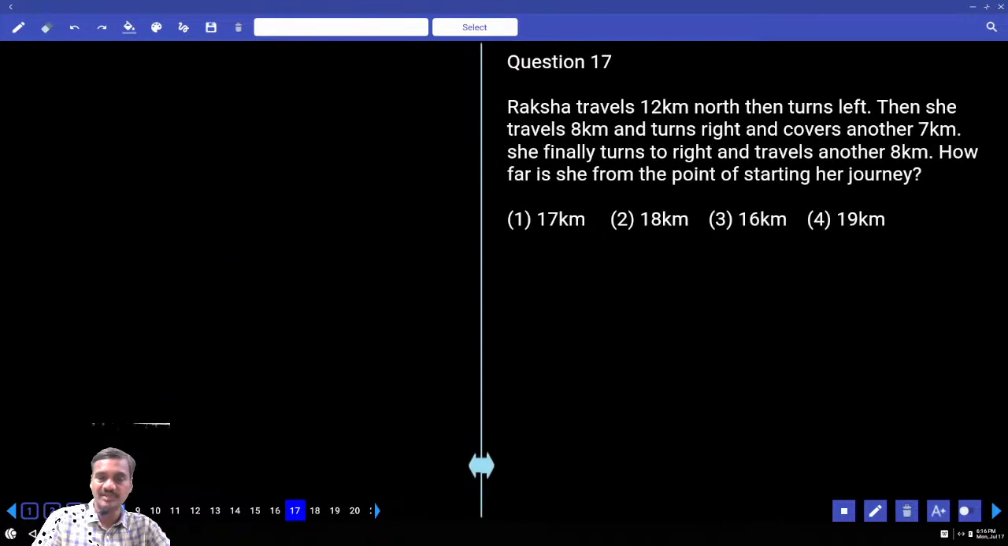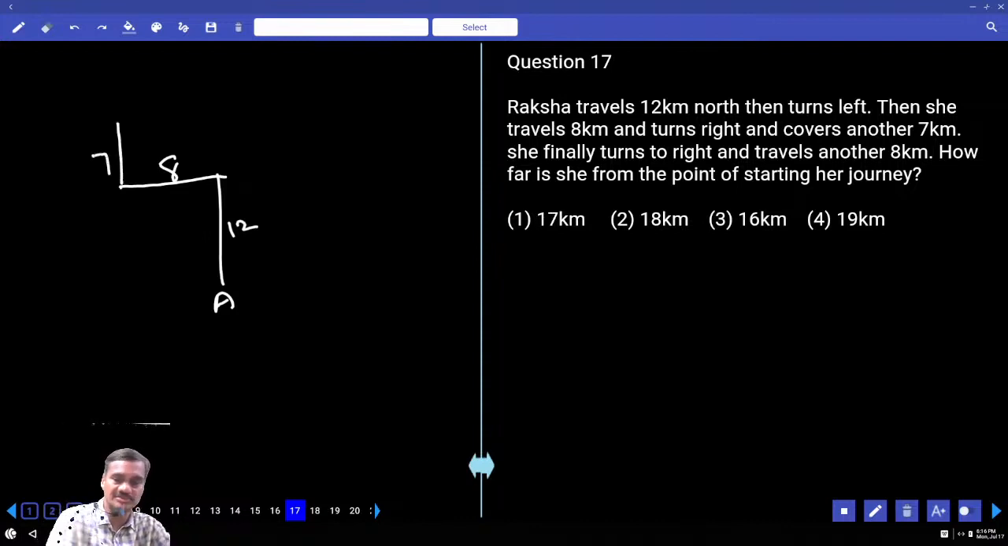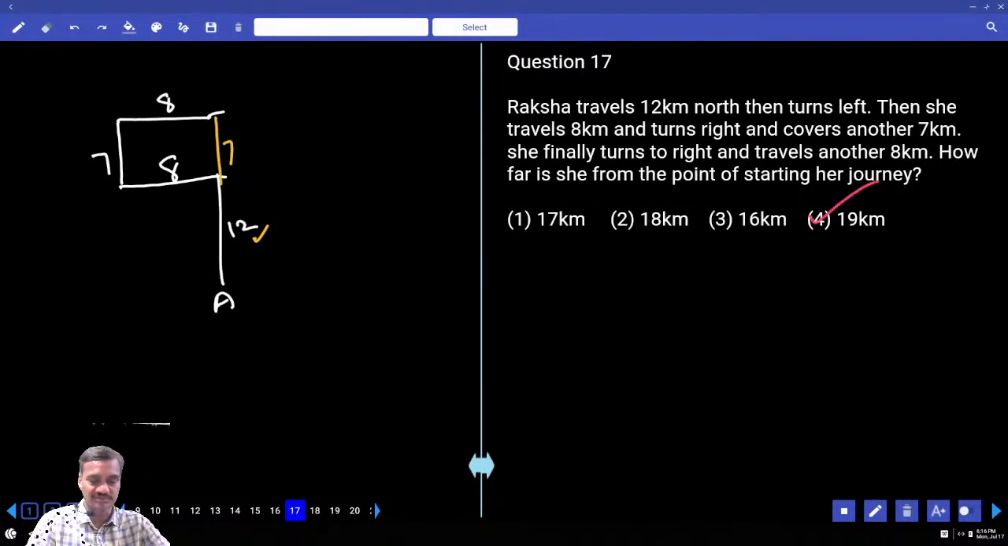Now in the 17th, Rakesh travels 12 kilometers north. And this is the starting point. From here he travels 12 kilometers north. Then turns left, and on the left hand side covers 8 kilometers. Then turns right and covers 7 kilometers. And finally turns right and travels another 8 kilometers. Then how far is she from the start point of her journey? Now we need to find out the distance between these. What is the distance here? 12 plus 7. How much is that? 19. 19, choice for question number 17.